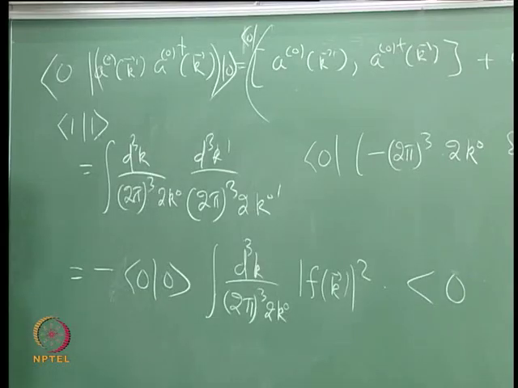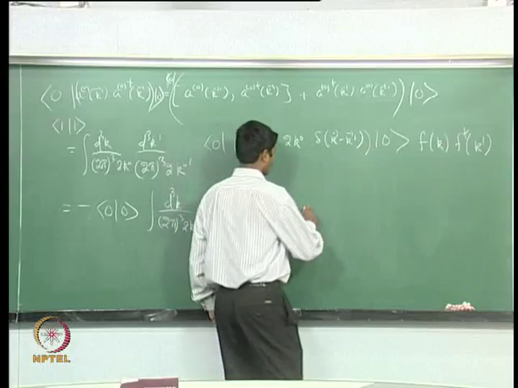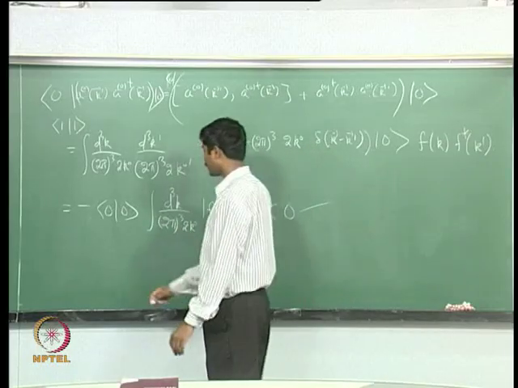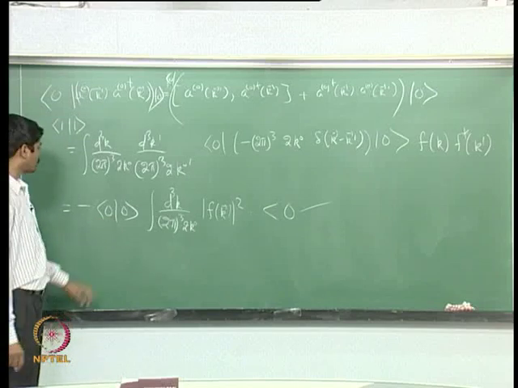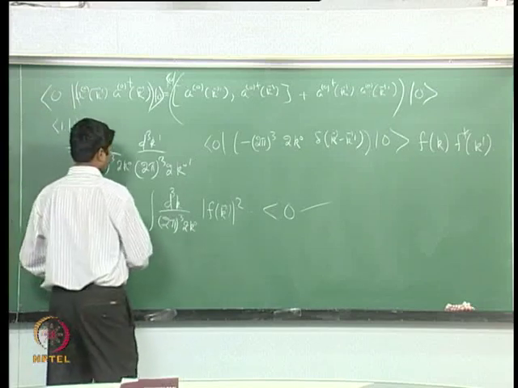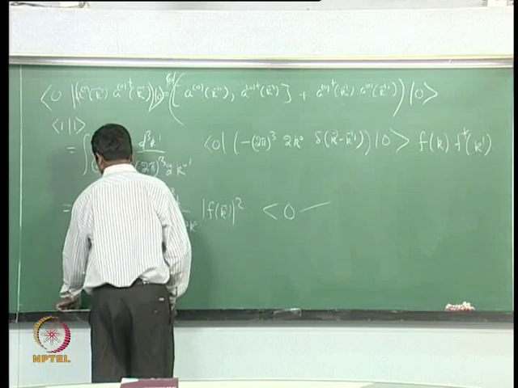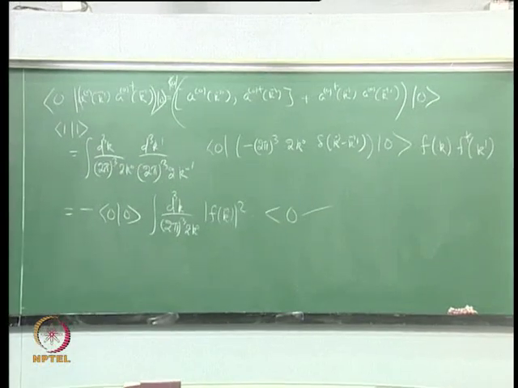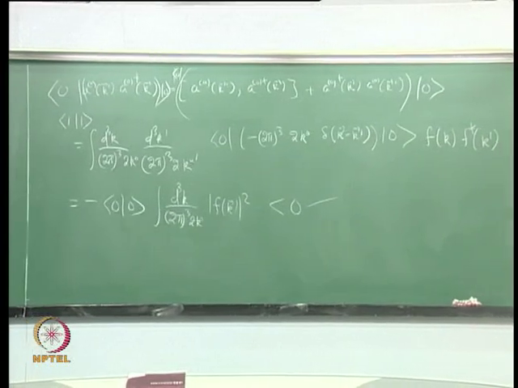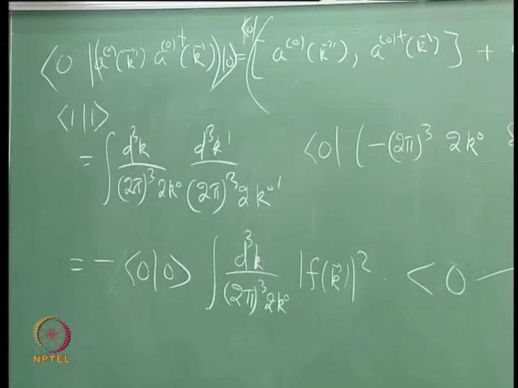So, this is of course a problem. You need to get rid of all these negative norm states. So you need to consider how to impose a physical condition which will remove all the negative norm states from the Hilbert space.